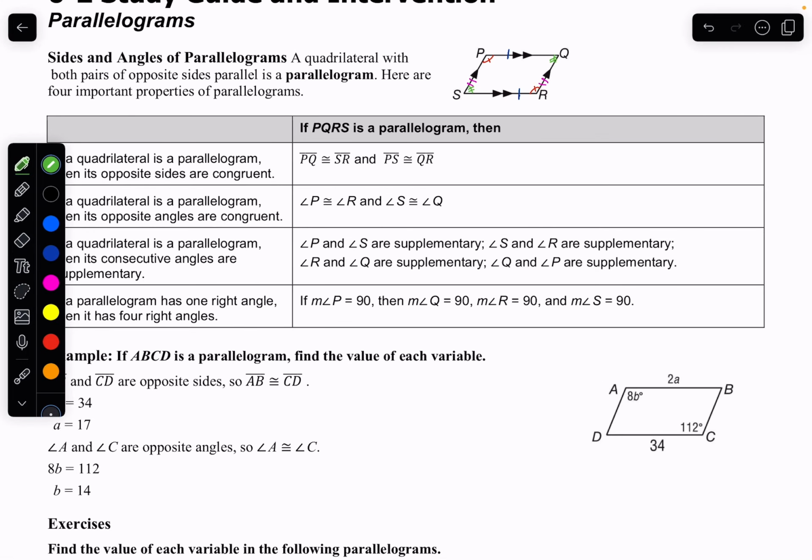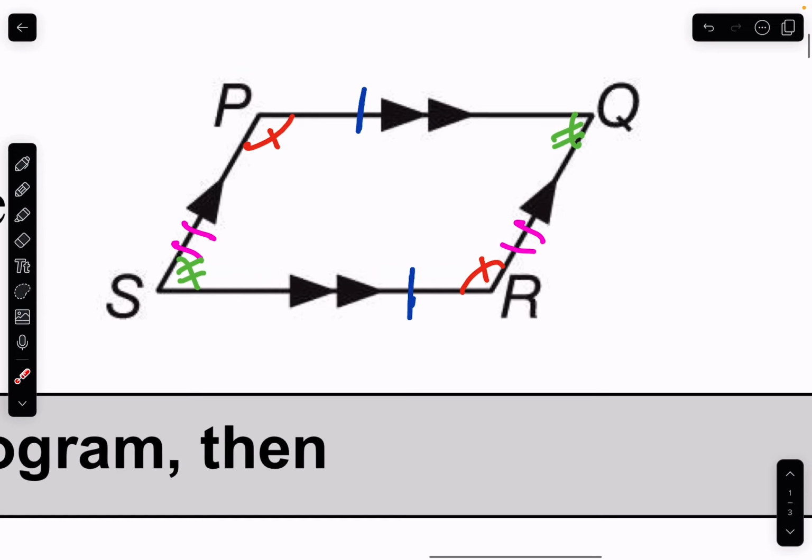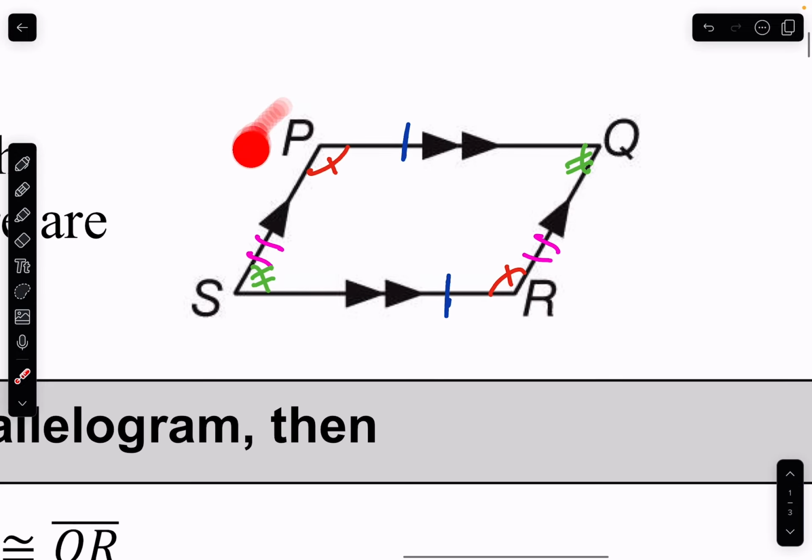Okay, so what else do we see here? We see that if a quadrilateral is a parallelogram, then its consecutive angles are supplementary. And it says here P and S are supplementary, S and R are supplementary. So in other words, what it's saying is angle P added to angle S needs to equal 180. Angle P added to angle Q needs to equal 180.